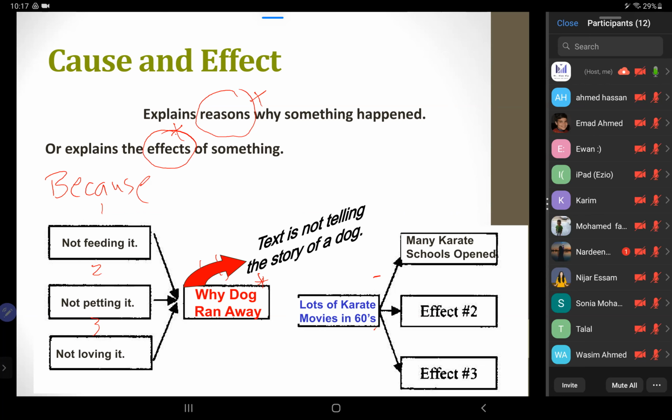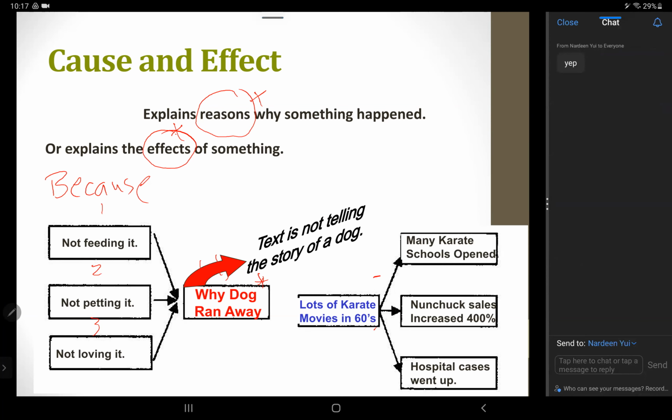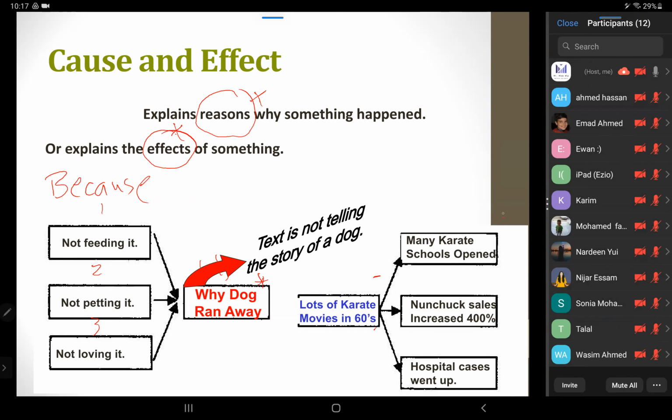Because of a lot of movies about karate in the 60s, what happened? A lot of karate schools opened. A lot of people decided, let's do this sport, it looks interesting. Another effect: Nunchucks, a very famous karate star or movie star, sales increased 400%. But unfortunately, hospital cases went up. People started fighting together in the street.